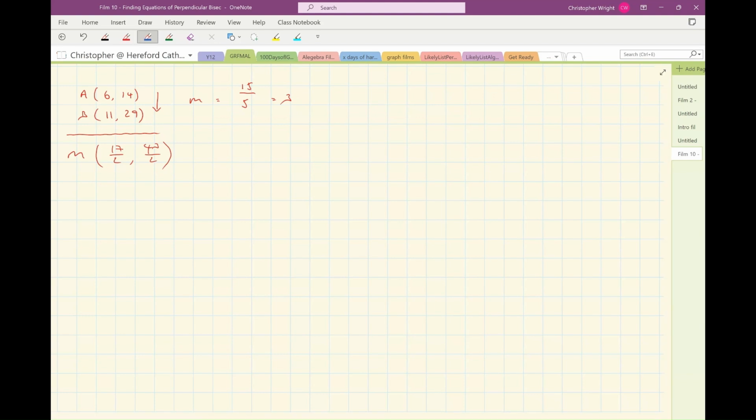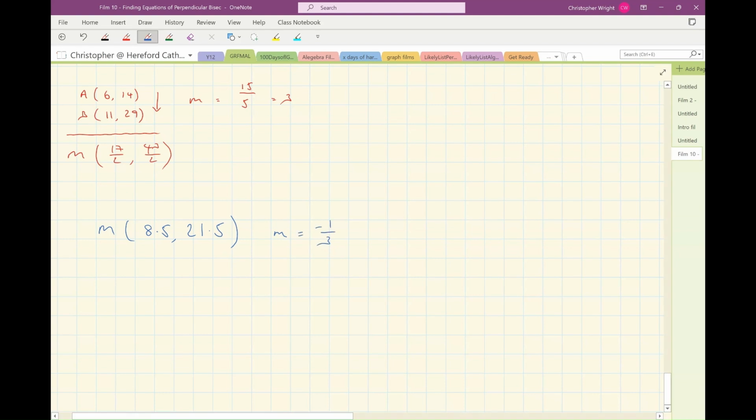Now let's have a think about the perpendicular bisector. The perpendicular bisector is definitely going to go through that midpoint. So that's the point 8.5 and 21.5. And the gradient of my perpendicular bisector isn't going to be 3, it's going to be the negative reciprocal of 3 because it's at right angles to the line segment AB. So the gradient is going to be minus a third.